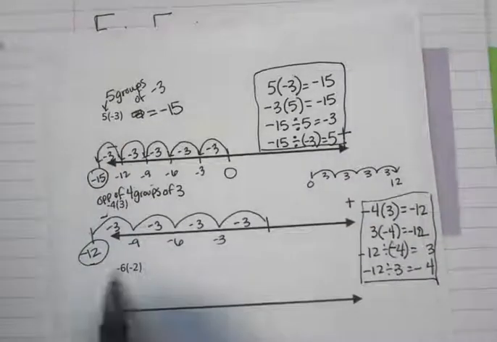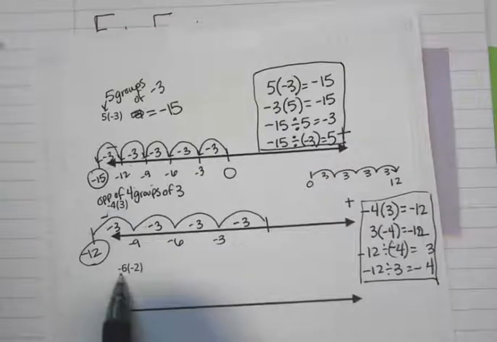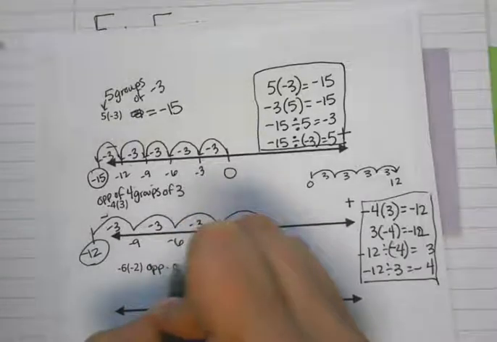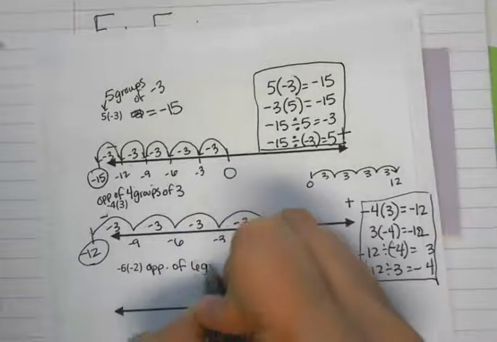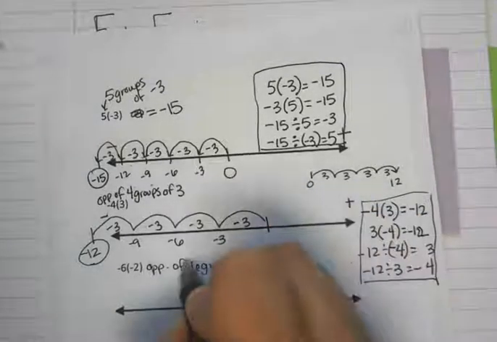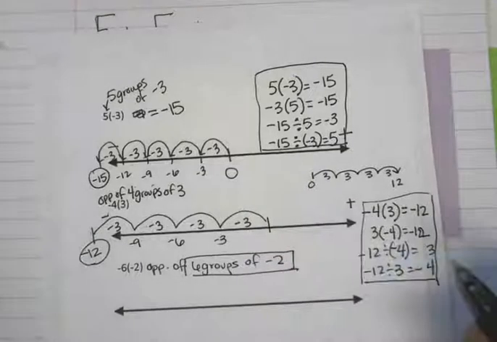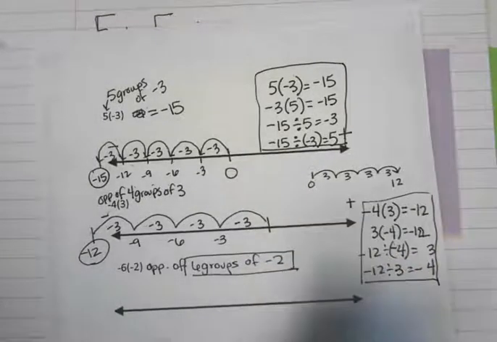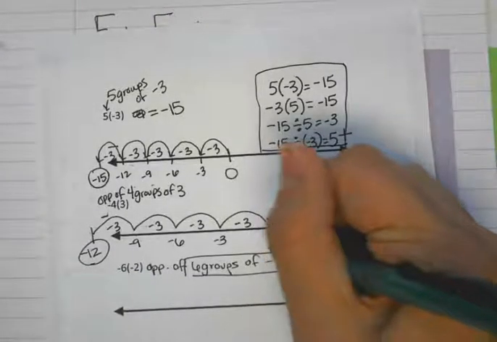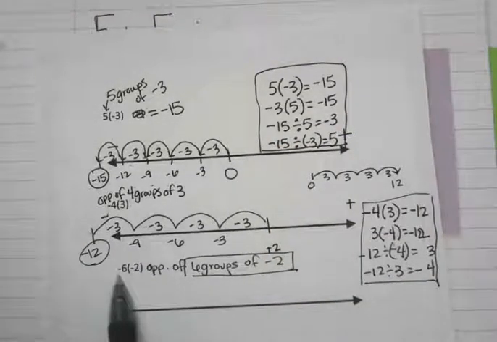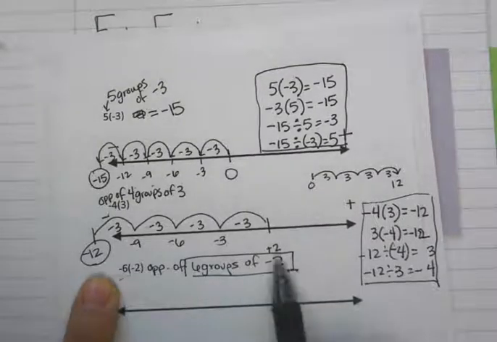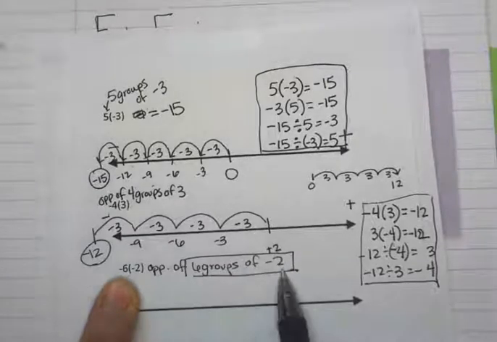Where I really get into trouble is when I have 2 negatives. So this would be the opposite of 6 groups of negative 2. So if I just look at this, 6 groups of negative 2, I want to do the opposite of that. So I'm not going to do 6 groups of negative 2, I'm going to do 6 groups of positive 2. That's how we do it when the first factor is a negative, we're going to have to do the opposite of whatever we're looking to do.